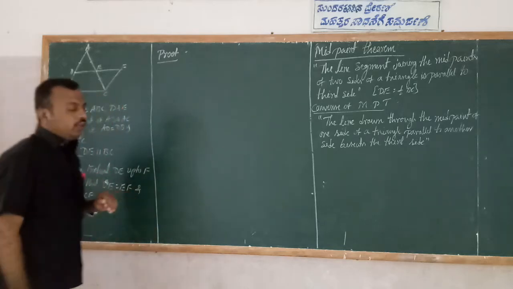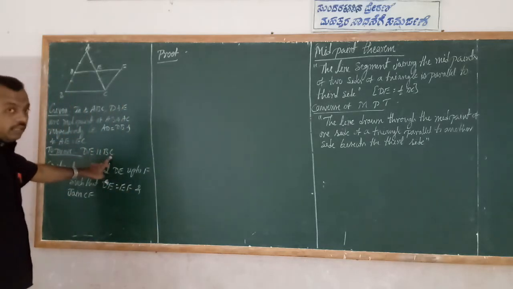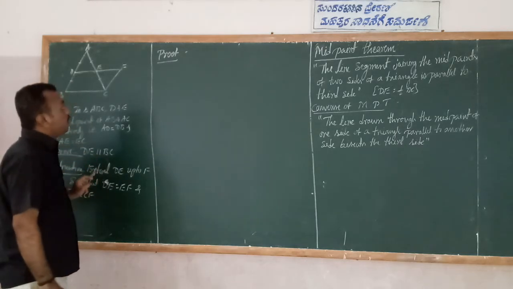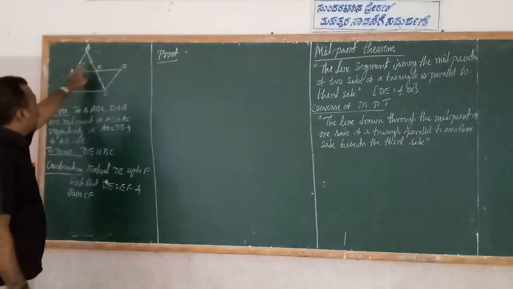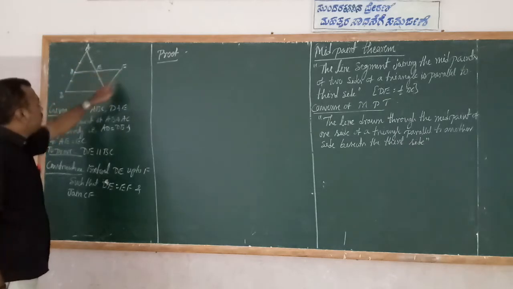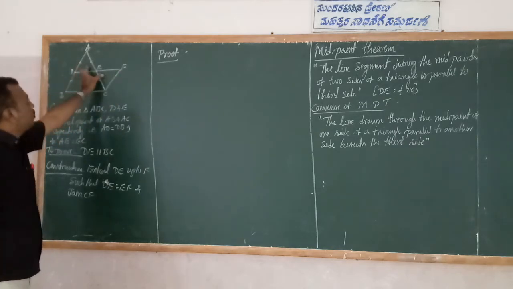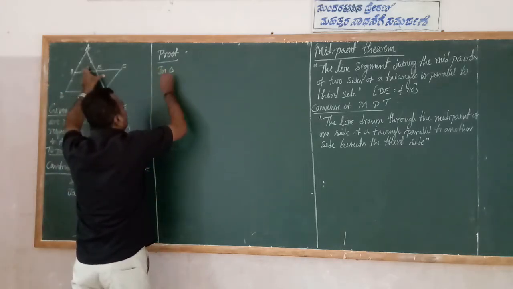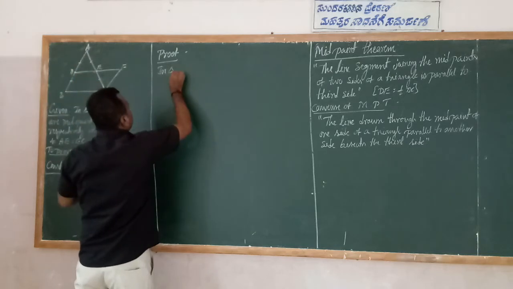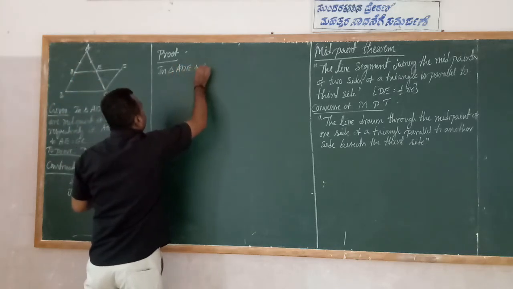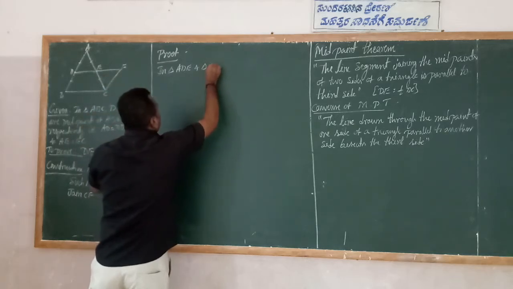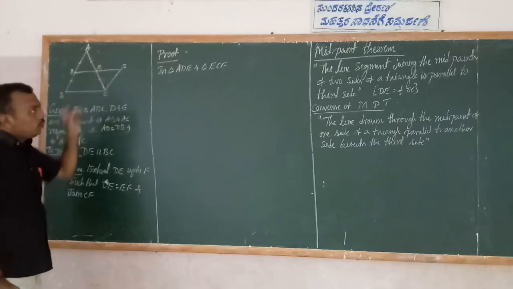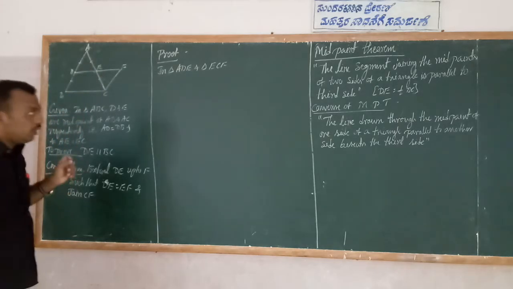What we have to prove is DE is parallel to BC. First of all, two triangles are formed, ADE and ECF. Therefore, consider triangle ADE and triangle ECF. These two triangles we want to prove congruent. Okay, let us start.